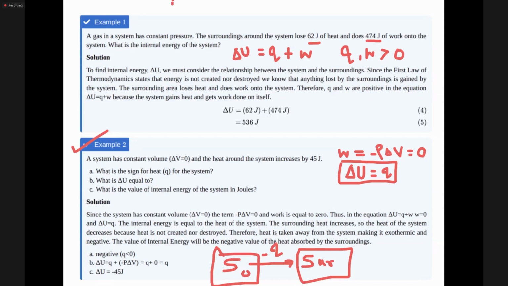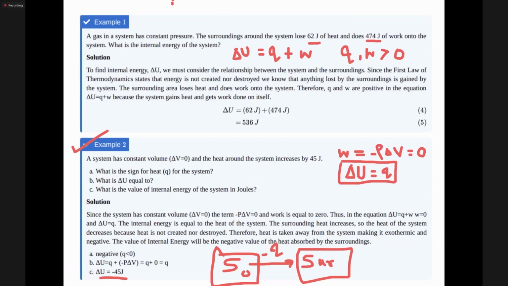Now, what will be the value of internal energy? It will be the negative value of the heat that is absorbed by the surroundings. Because you know, when heat is taken away from the system, the sign of it will be negative. So delta U becomes negative of the heat that is absorbed by the surroundings, that is 45 joules. So the change of the internal energy of the system is minus 45 joules.